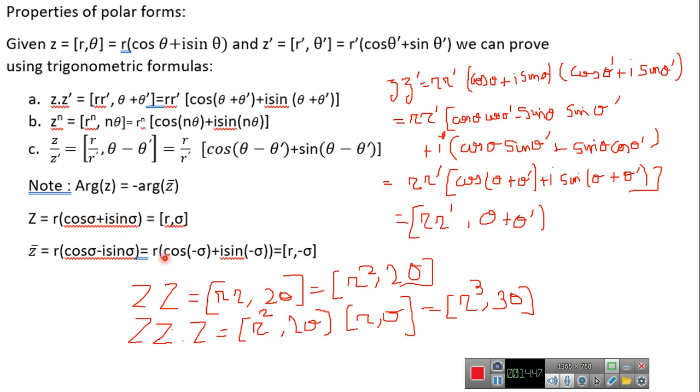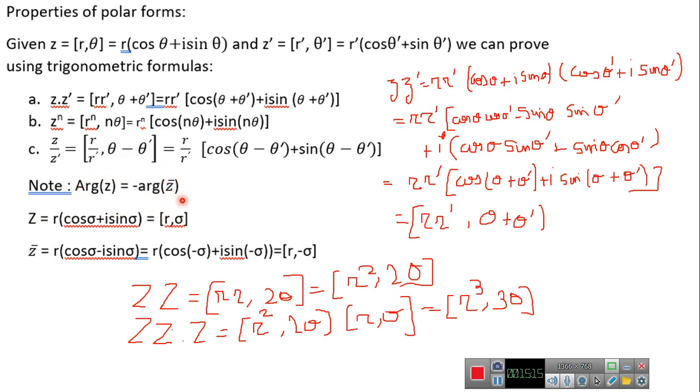Note, you have z equal r cosine theta plus i sine theta, which is r theta. If you have z bar, it's r cosine theta minus i sine theta. You cannot keep it like this. Why? Because I want a complex number of the form cosine A plus i sine A. So you know that cosine of minus alpha is cosine alpha from last year. So you can write it as r cosine of minus theta plus i sine of minus theta. So these are the same.